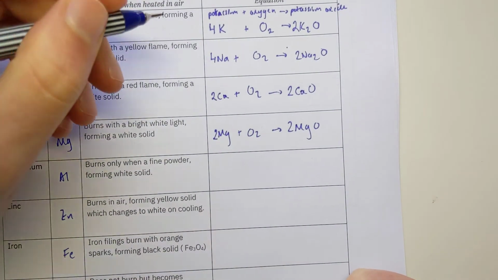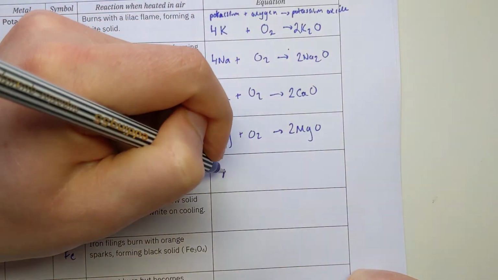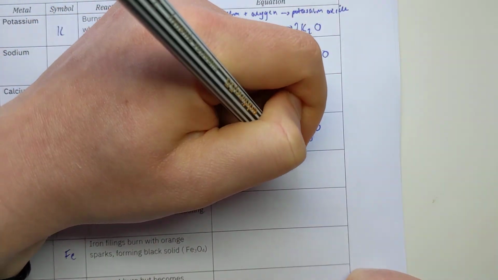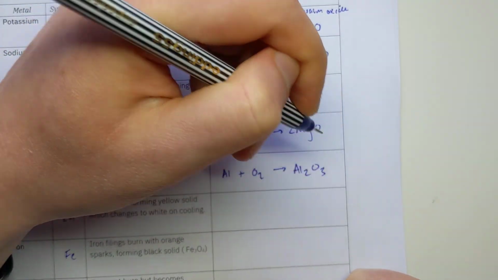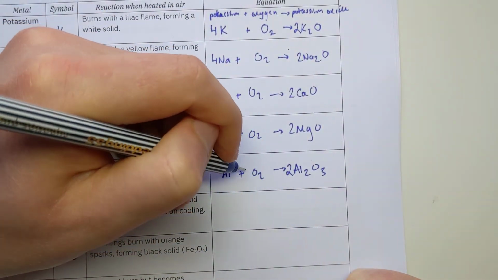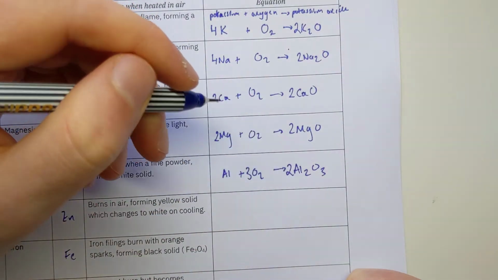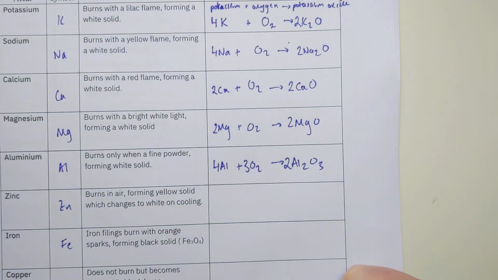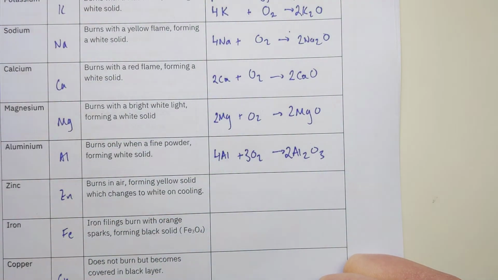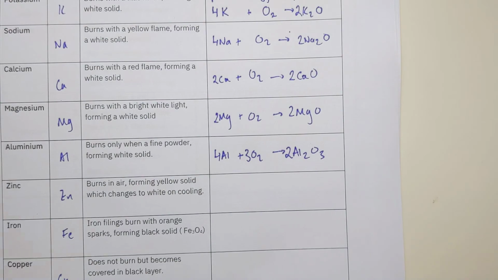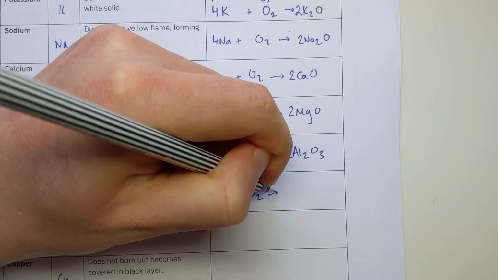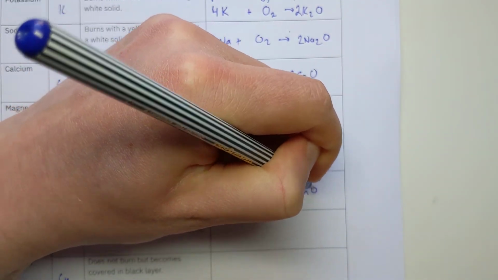Aluminium, probably a hard one, it's in group 3. What you end up with is aluminium reacts with oxygen. The swap and drop of aluminium oxide is Al2O3. To balance it out, I need to double up my aluminium oxides. That gets 6 oxygens here to match with 6 oxygens here. 4 aluminiums here, 4 aluminiums need to be on this side as well. Zinc, it's in the back of your periodic table, it's Zn2+ whenever it forms a compound. So 2Zn plus O2 goes to 2ZnO.